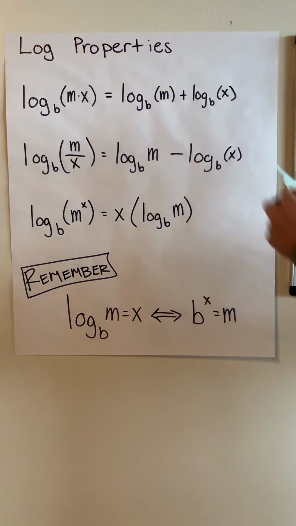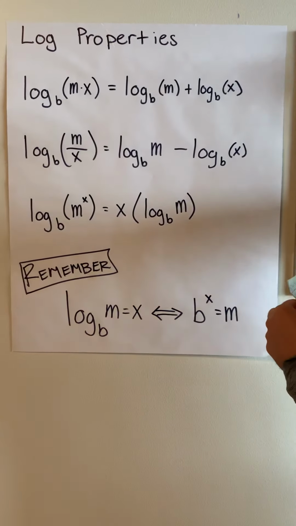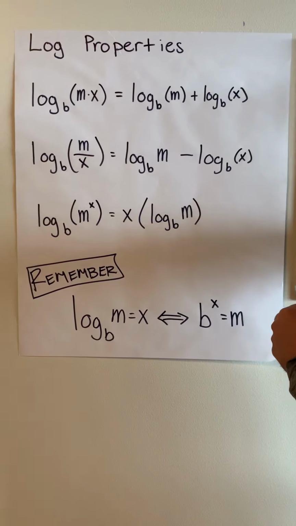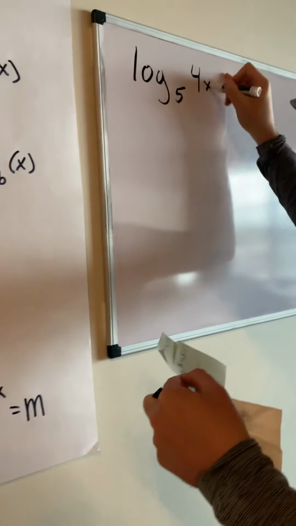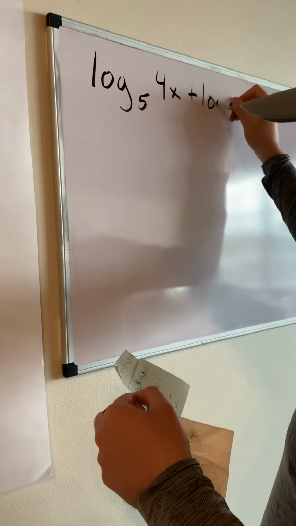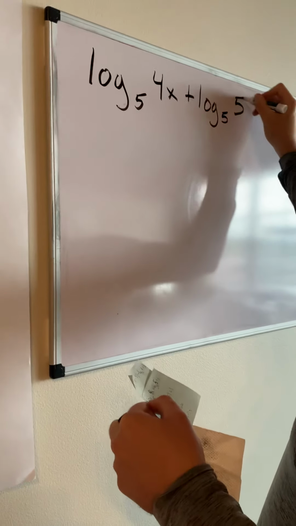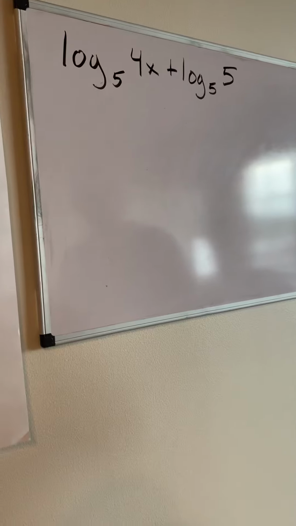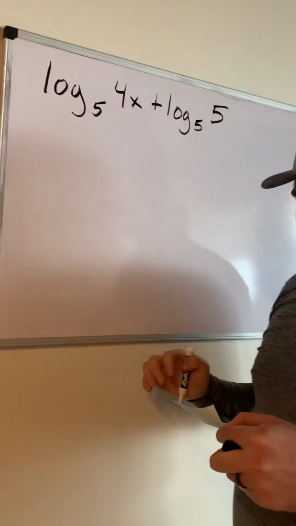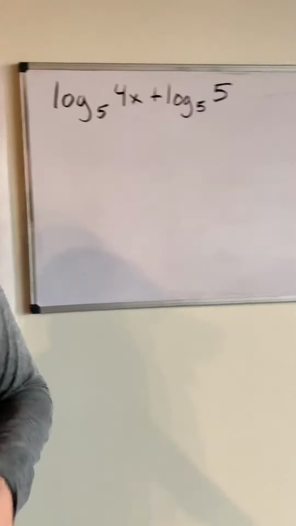I appreciate my wife zooming back in on the log properties while I set up the next equation. So this one is log base 5, 4 to the x plus log base 5, 5. Okay. Here. You want me to move on this side?